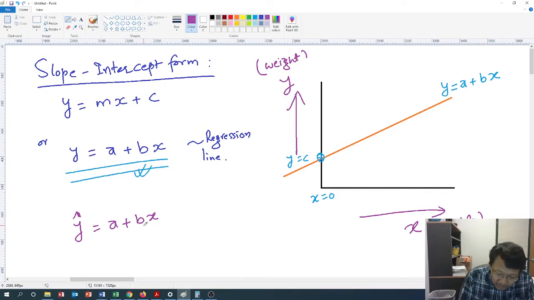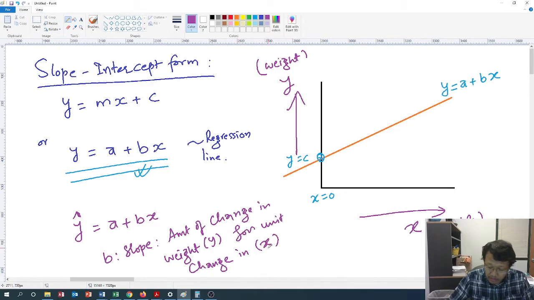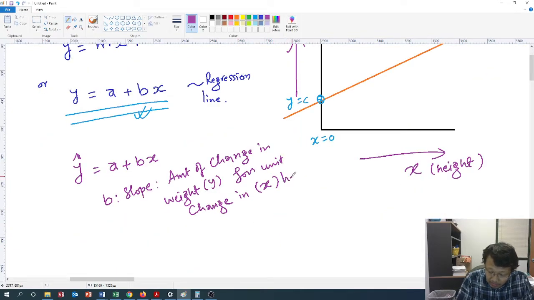Okay, and this b is the rate of change or slope. That means this is the amount of change in weight, which is y, for change in x, or height. Okay, that is height. You need to interpret these things in this way. Now, unit change means a change of 1 inch of height or 1 centimeter of height. That could be the thing. Either you choose centimeter or inch, that's up to you, or up to how the question is given. So this is how you need to realize it.